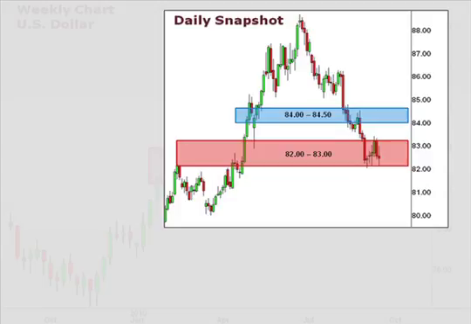Now, the daily chart reflects multiple tests of that 82 level, lending further credibility to its importance as support. A daily close above 83 opens the window for an extended move higher.